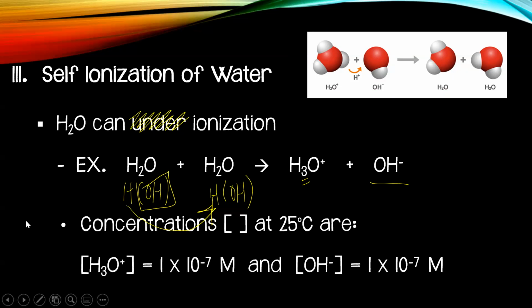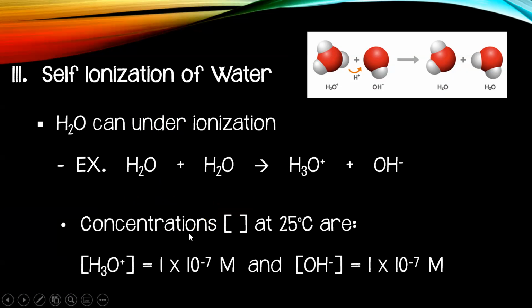So concentrations, which can also be written as brackets. These square brackets mean concentration. At 25 degrees Celsius, because that's room temperature, they are equivalent to each other. So at room temperature, the hydronium ion's concentration is equivalent to the hydroxide ion's concentration. Both of those being 1 times 10 to the negative 7 capital M, which is molarity, or molar concentration.